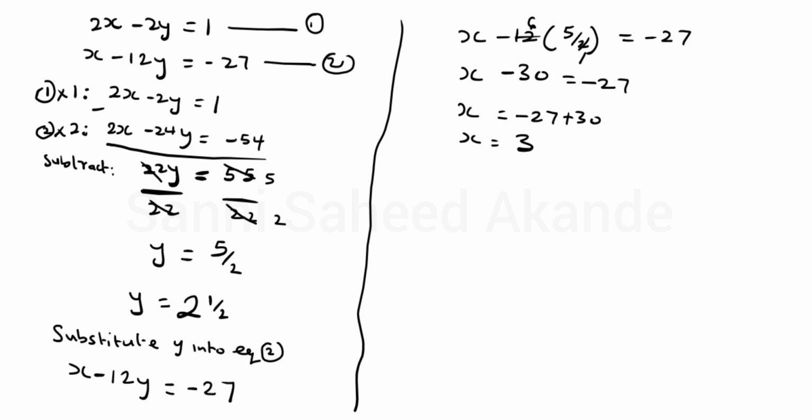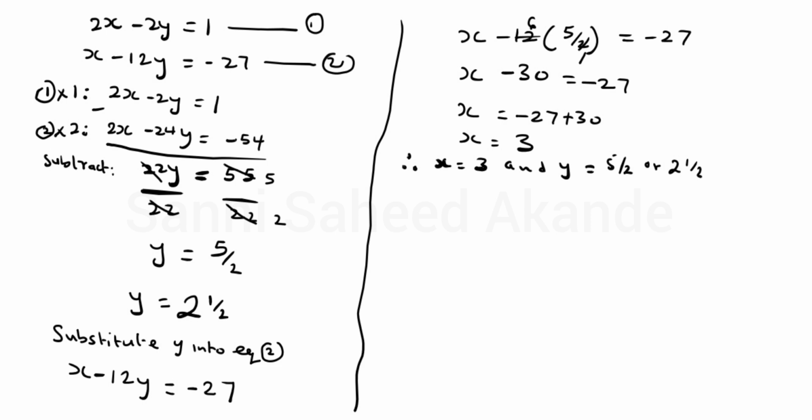Don't forget, the question says we should find the value of x and y. That is what we have just done. Okay, so let me say therefore x is equal to 3 and y is equal to 5 over 2, or you call it 2 number 1 over 2. The question says we should hence state the length of the sides of the triangle.